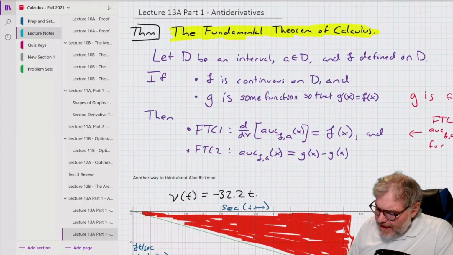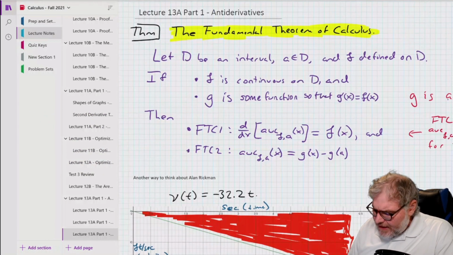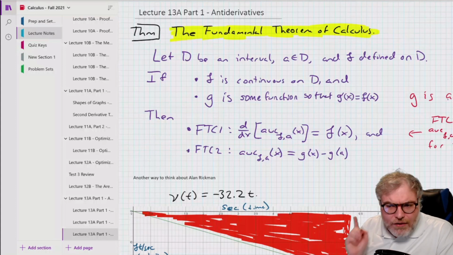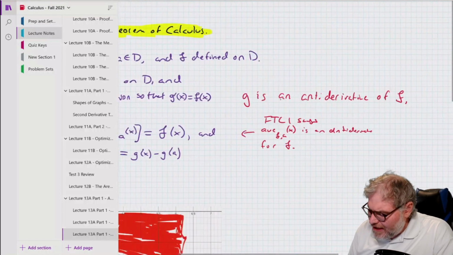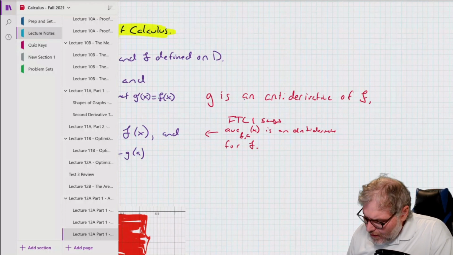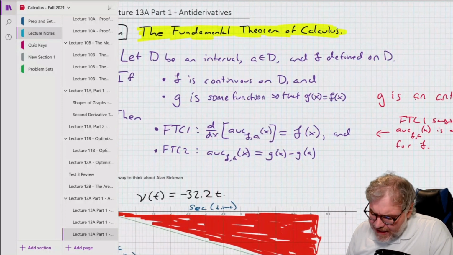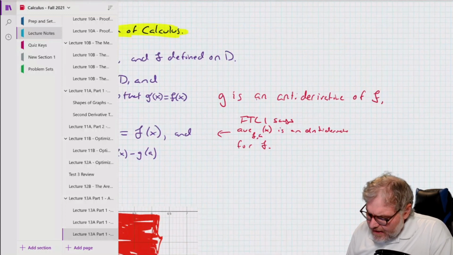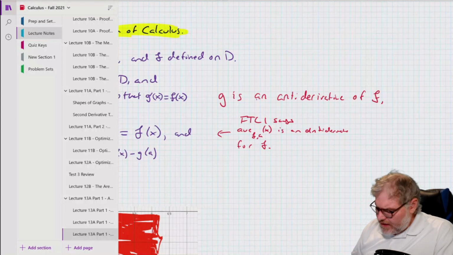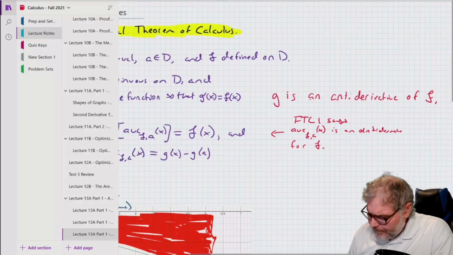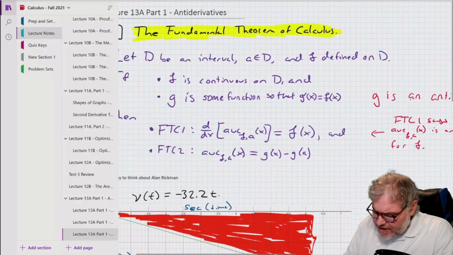Okay. So, we had this last time: let D be an interval, a some base point in D, and f defined on D. If f is continuous on D, and g is some function so that g prime of x equals f of x, then these two things are true. Notice something in here: g is some function so that g prime of x equals f of x. In other words, g is an antiderivative of f. What's more, the derivative of AUC f a of x equals f of x, which means that AUC f a of x is an antiderivative for f. So there are two interesting things in the fundamental theorem of calculus. Also notice that D must be an interval.